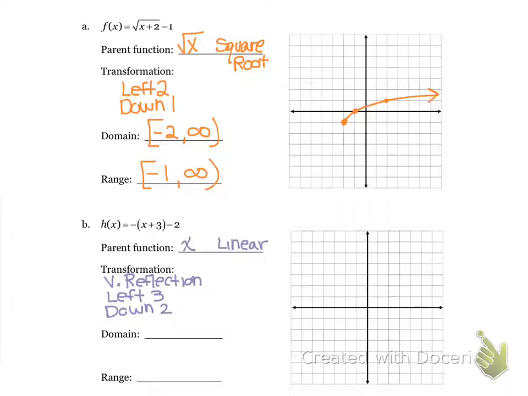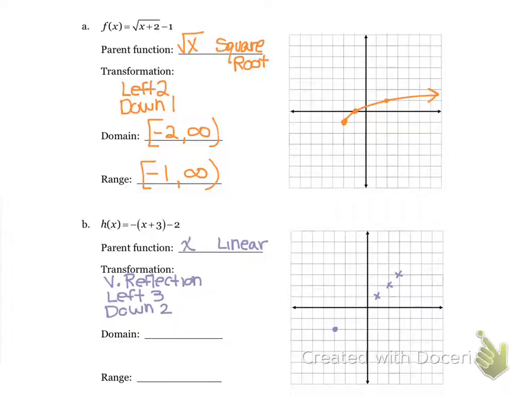Okay, so the first thing I'm going to do is do any reflection, and then I'm going to go left 3 and down 2. So that's this point right here. The next point of the line would go through 1, 1, 2, 2, 3, 3.